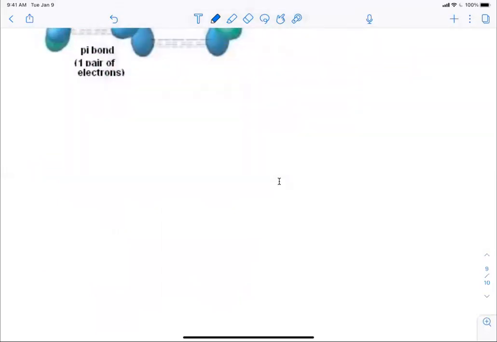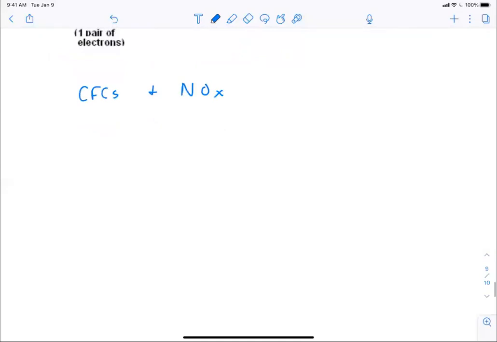One last thing for higher level. CFCs and NOxes. Now, with this, you need to know the mechanism of the catalysis of this. And so we have the initiation, the propagation, and the termination of this.